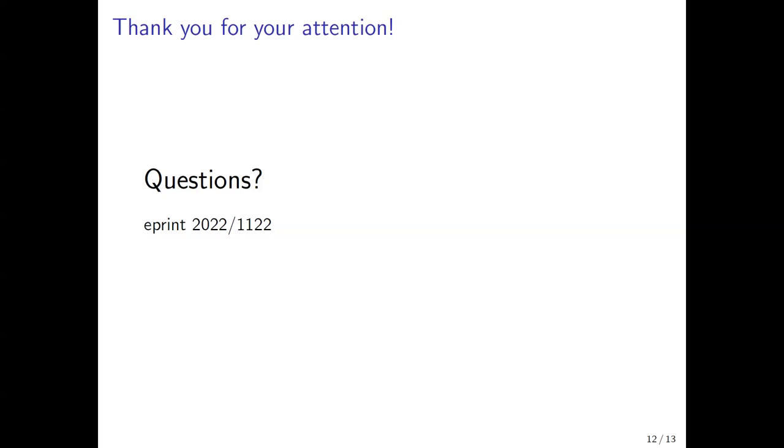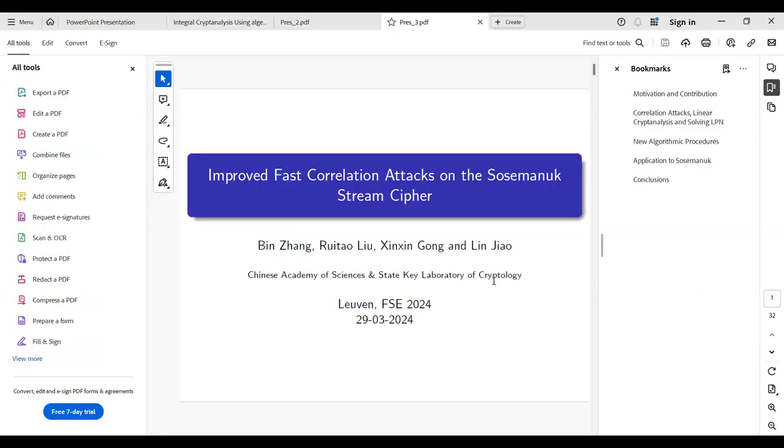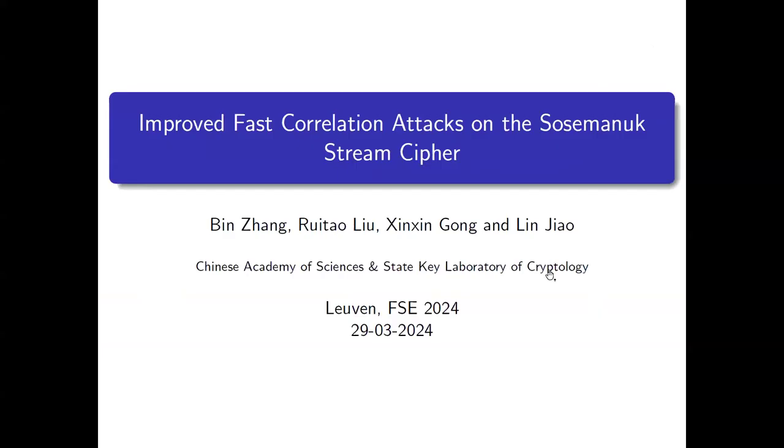So we now move to the last talk of the conference, which is on stream ciphers. The talk is entitled Improved Fast Correlation Attacks on the SOSEMANUK Stream Cipher. The authors of the paper are Bin Zhang, Chenhui Yu, Tianjin Gong, and Lin Jiao. And Bin Zhang is giving the talk.